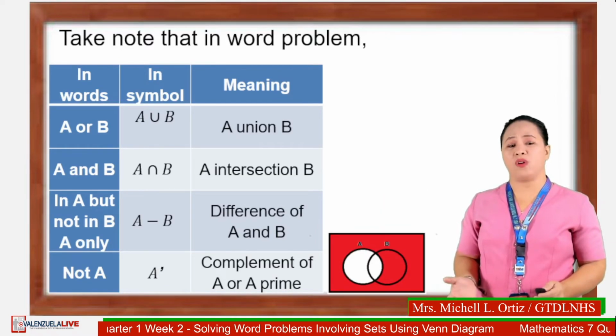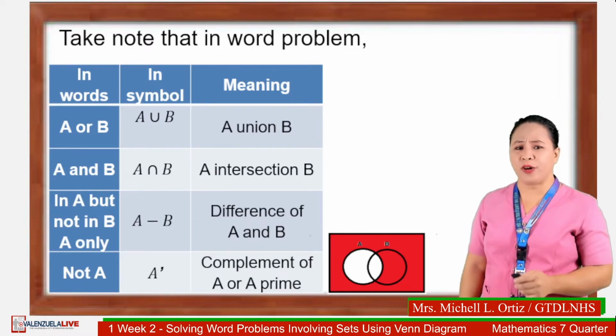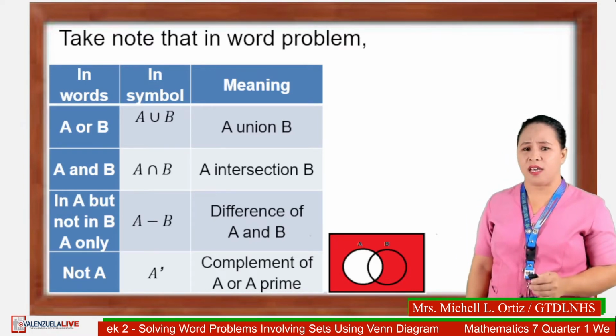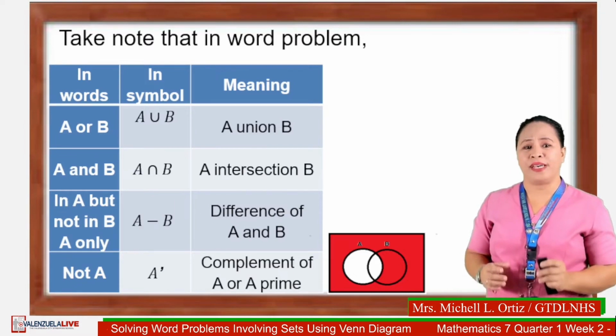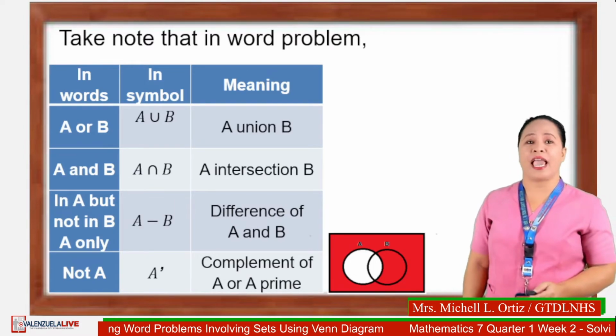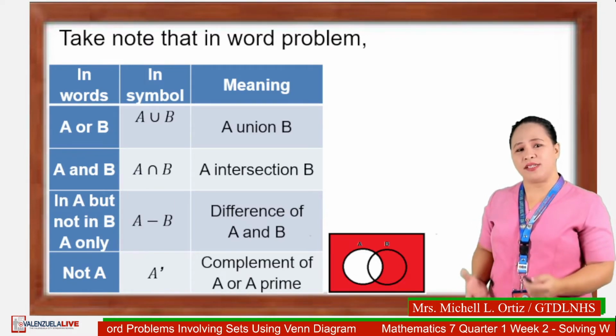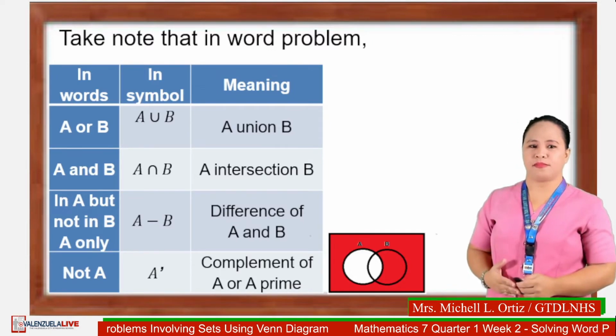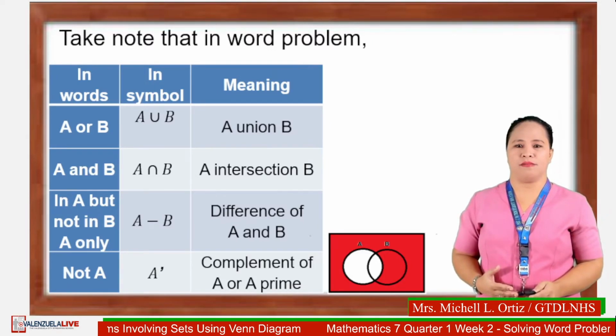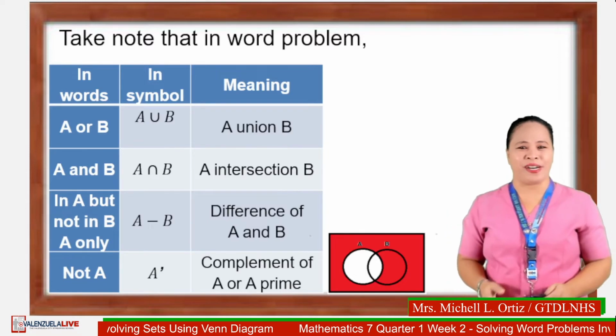If you are referring to all elements that are in the universal set but not in set A, you are referring to the complement of A, also read as A prime, which is illustrated this way. Are you now ready for our next activity?